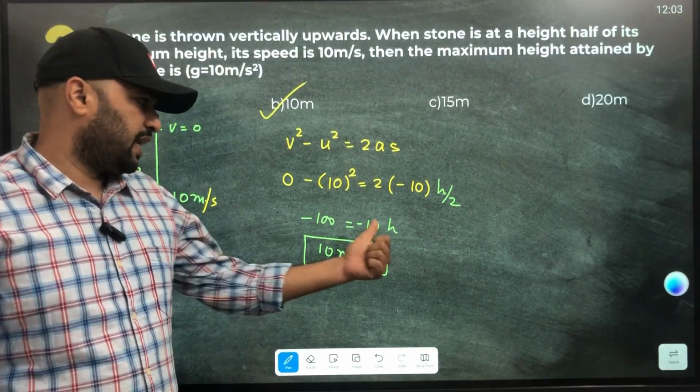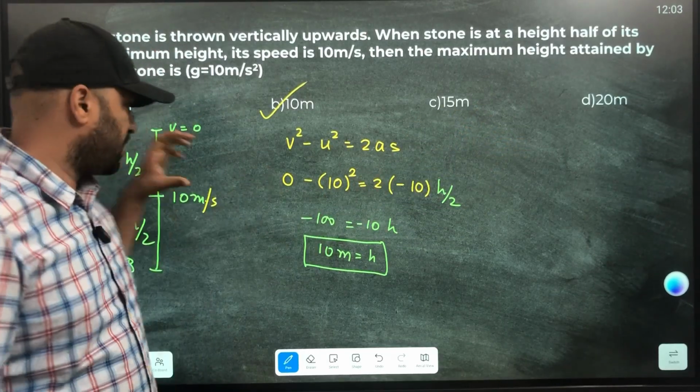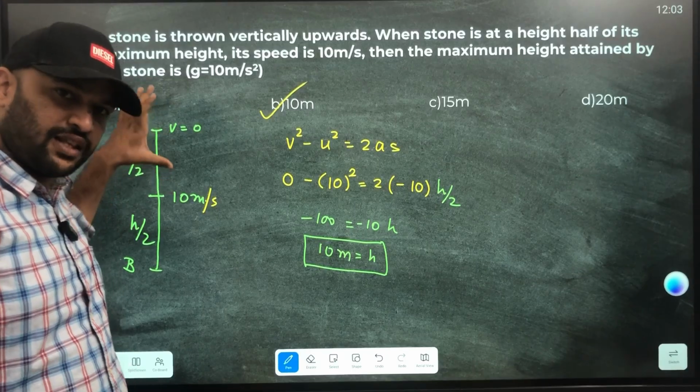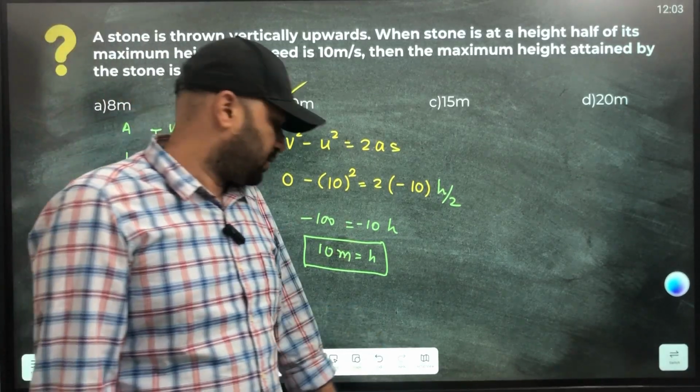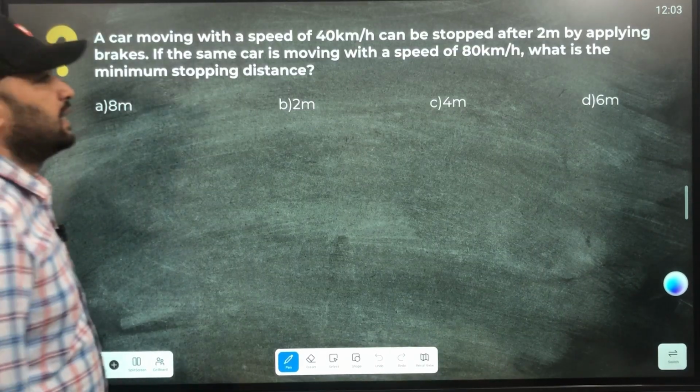Instead of h, if you were taking s, later on you will have to double it, because you are assuming that this is s. If this is s, then the whole journey will be 2s, twice of s. Let's see the next one. Great. Let's see our next problem.